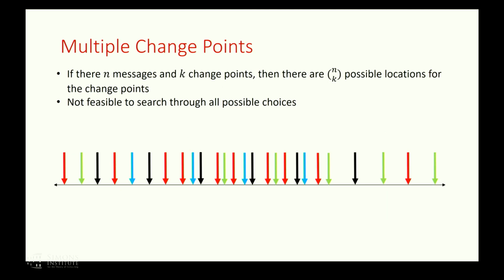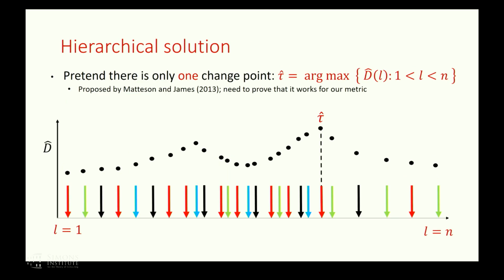But of course, that doesn't work when there are n messages and k change points. If there are n messages and k change points, there are n choose k possible places where the change points could occur. This is ridiculous complexity. You can't search over this space. So the question is, is there a more efficient algorithm? We used an idea that was proposed by Matteson and James, who used a different metric. We can't really use their metric for our problem, but we use their high-level idea.